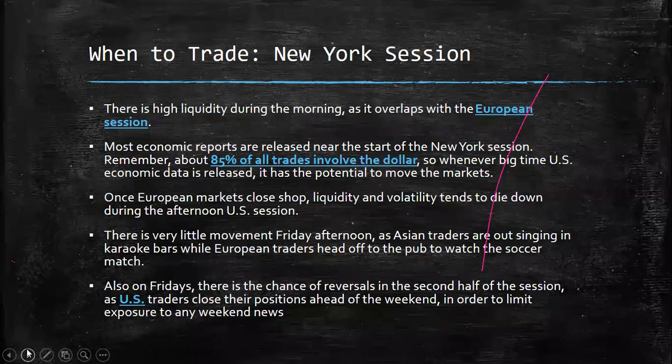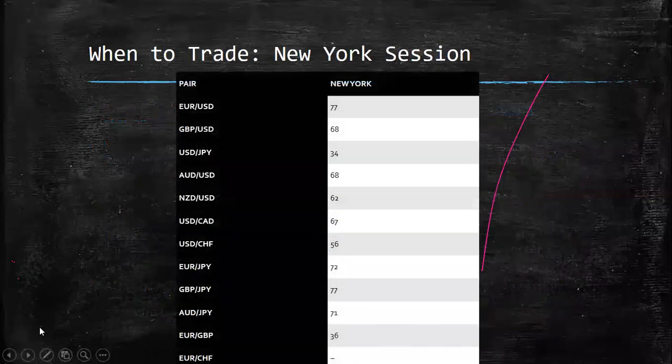Also on Fridays, there's a chance of reversals in the second half of the session as U.S. traders close out their positions ahead of the weekend. And that helps out with broker fees and things like that. Here's the pip range for the New York session.